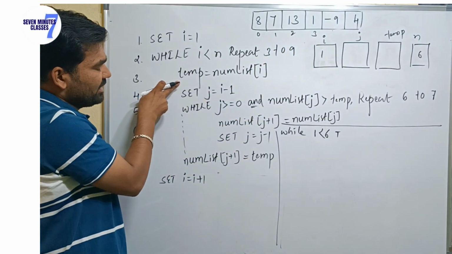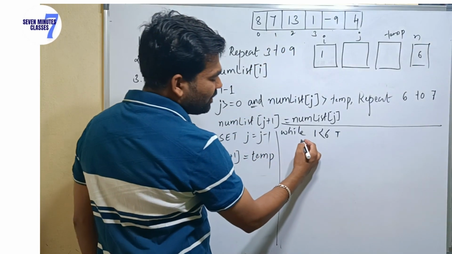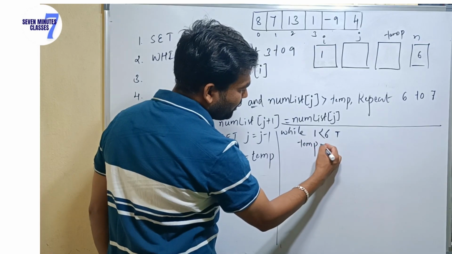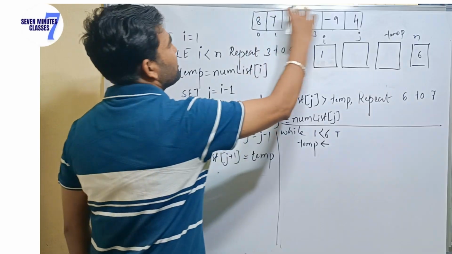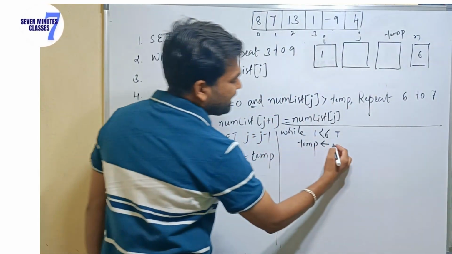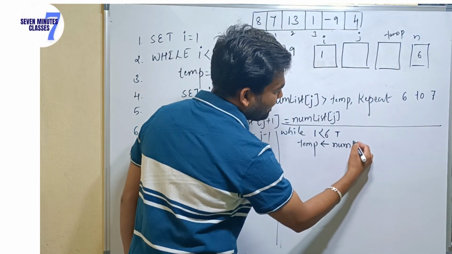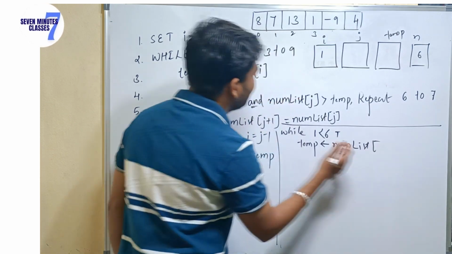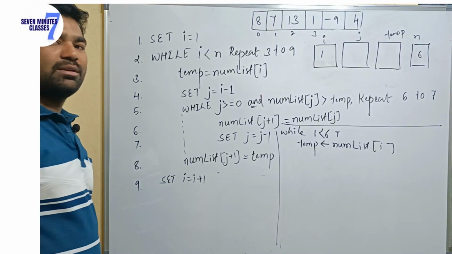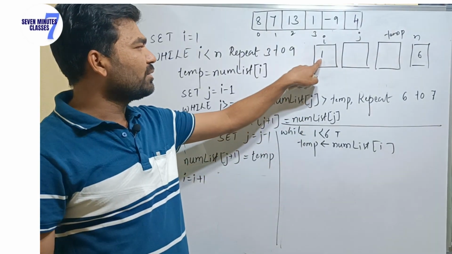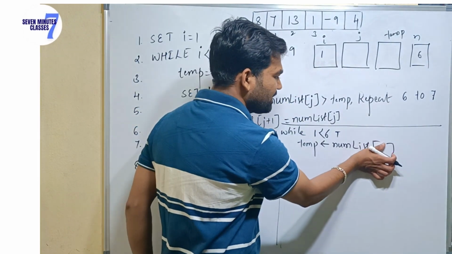Look here, next step, inside the loop: temp. Then what will the value of temp become now? So let me write num list of I. Num list is what the list is. For the first time, that is num list of I. Let me write I as it is. Then what is the value of I? You can say the value of I is 1. So let me change this into 1.